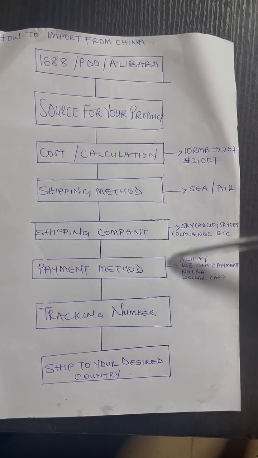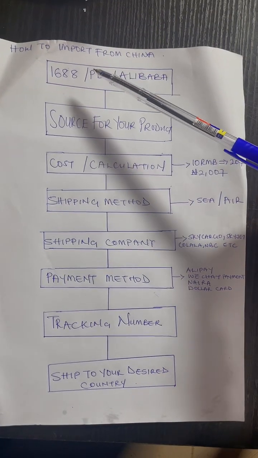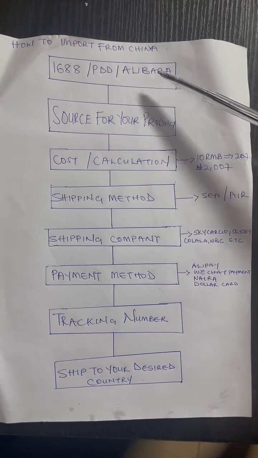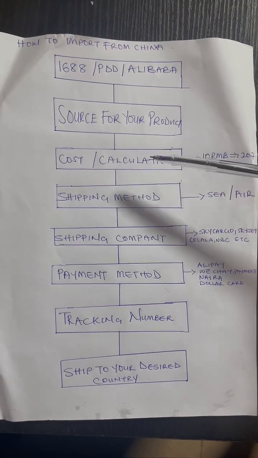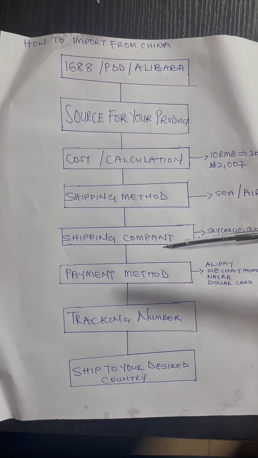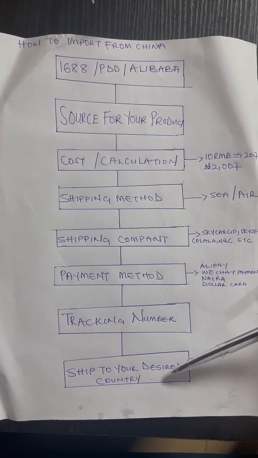All right, so I believe I've been able to put you through on how you can import from China, from 1688, PDD, Alibaba, to sourcing of products, to cost calculation, to shipping method, to shipping company, payment method, tracking number, and shipping to your desired country.